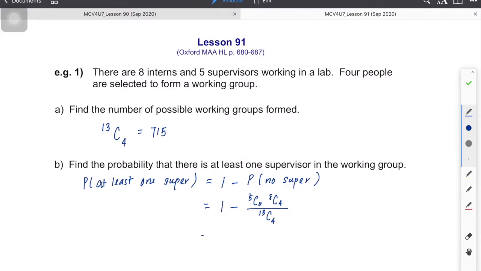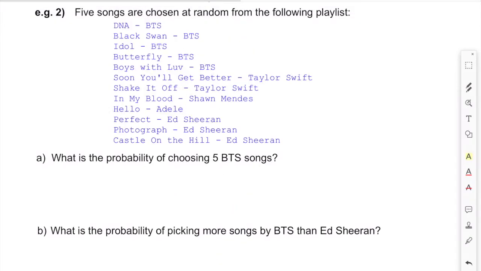So this works out to 1 minus 70 over 715, or 129 over 143. Okay? Example 2. 5 songs are chosen at random from the following playlist. We have songs by BTS. How many are there? Let's see. 1, 2, 3, 4, 5. So 5. 2 Taylor Swift, 1 Shawn Mendes, 1 Adele, and 3 Ed Sheeran.